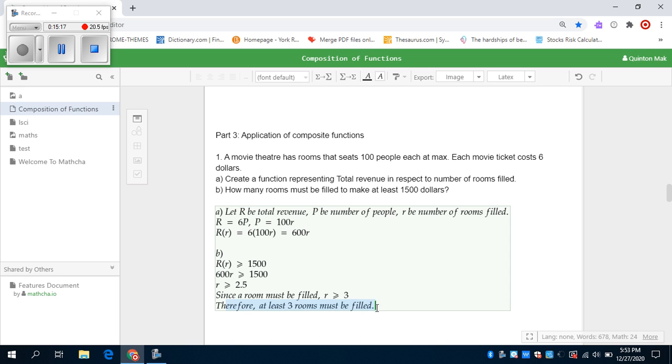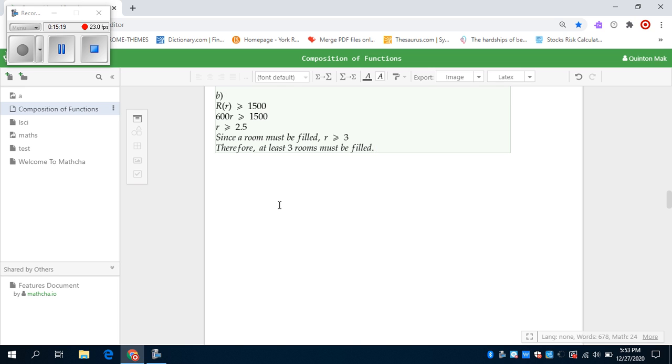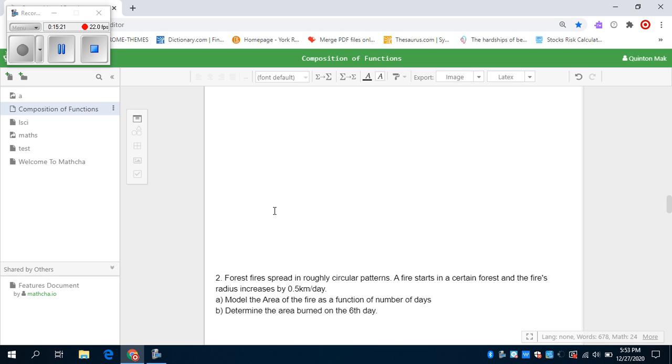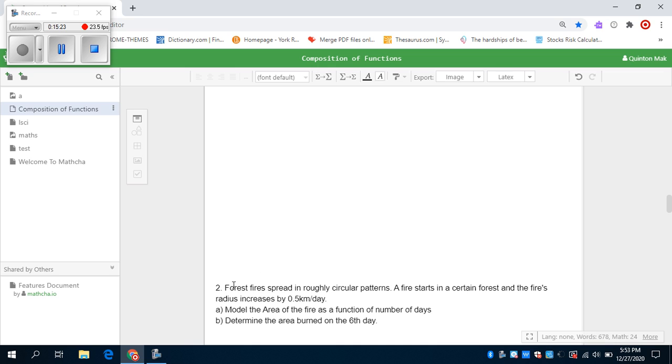Question 2. Forest fires spread in roughly circular patterns. A fire starts in a certain forest and the fire's radius increases by 0.5 kilometers per day. Model the area of the fire as a function of number of days. Determine the area burned on the 6th day.